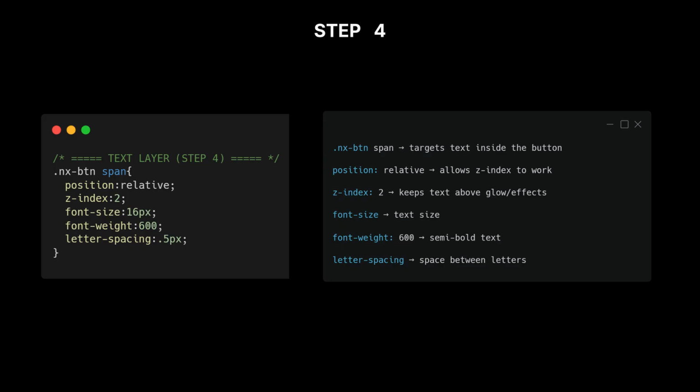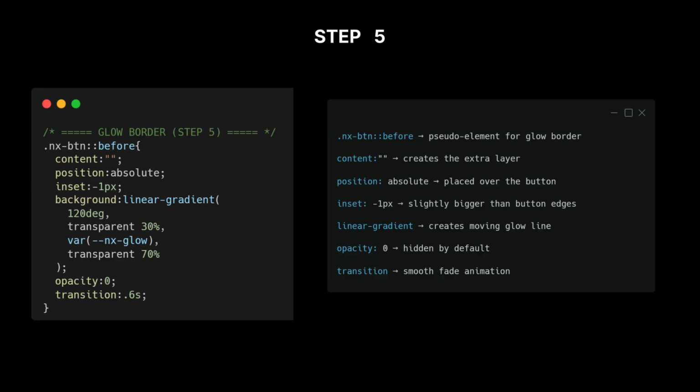We use a font weight of 600, which gives the text a semi-bold and confident appearance. Letter spacing adds space between each character, giving the button a modern, premium feel. This step ensures that the text remains sharp, visible, and layered correctly, even when hover and glow effects are applied in the next step. Now we move to step 5, where we create the glow border effect.